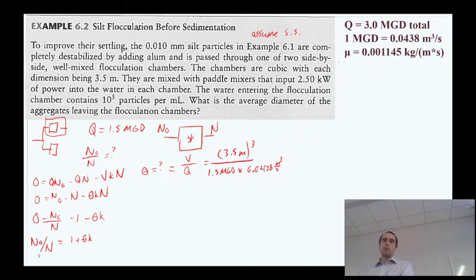That volume, I'm just going to go ahead and write it here. Volume of the basin, if you cube 3.5, I think it's what, 42.875. Is that right? Just remembering from the other sheet. Okay. So that's our volume. And then our theta comes out to be then what? Does anybody have that for me? 652 seconds? Okay.